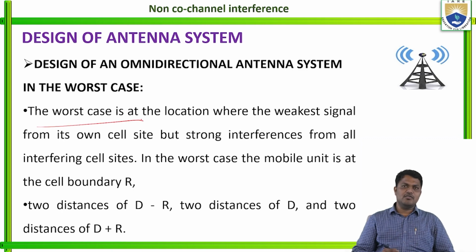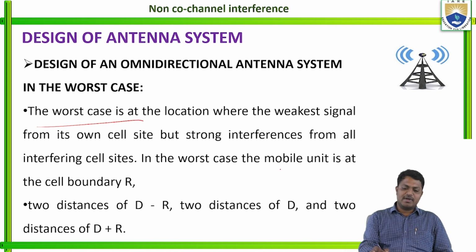Why are we taking the worst case before we design the antenna? The worst case is at the location where there is the weakest signal from its own cell site, but strong interference from all the interfering cell sites. That's why we are taking the worst case here.